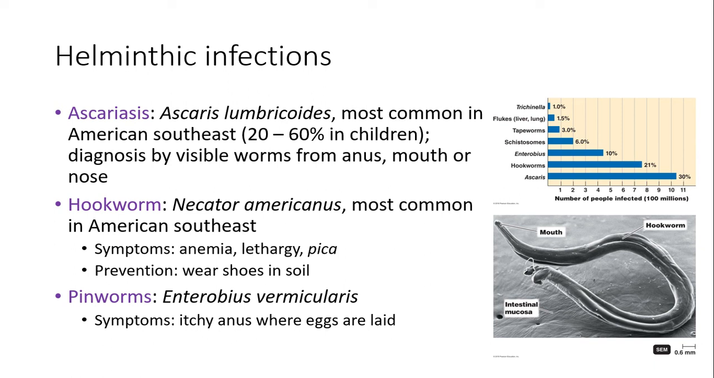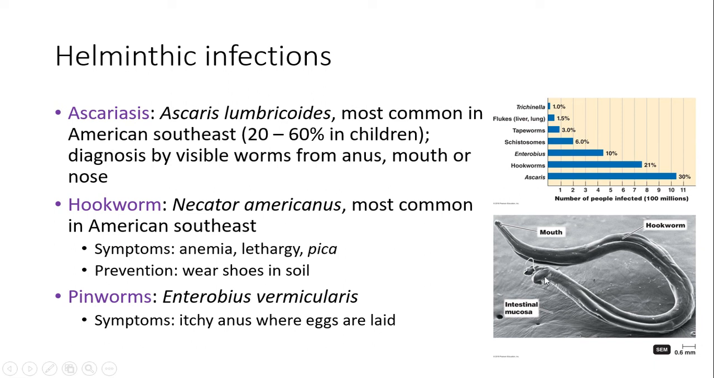The shoe thing is more of a hookworm problem. But well, anyway, it's less, hopefully closer to 20% now. If we look at all of the infections that are caused by animal parasites in the United States, ascariasis is really the leader here, followed by hookworms, enterobius, and some of our other worms here. So diagnosis of ascariasis is going to be because you'll actually see the worms coming out of the anus, mouth, or nose. And this is what, oh no, that's a hookworm.